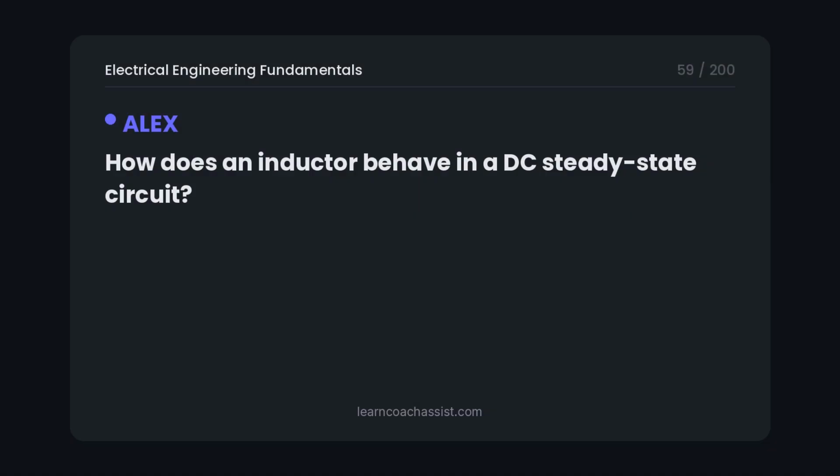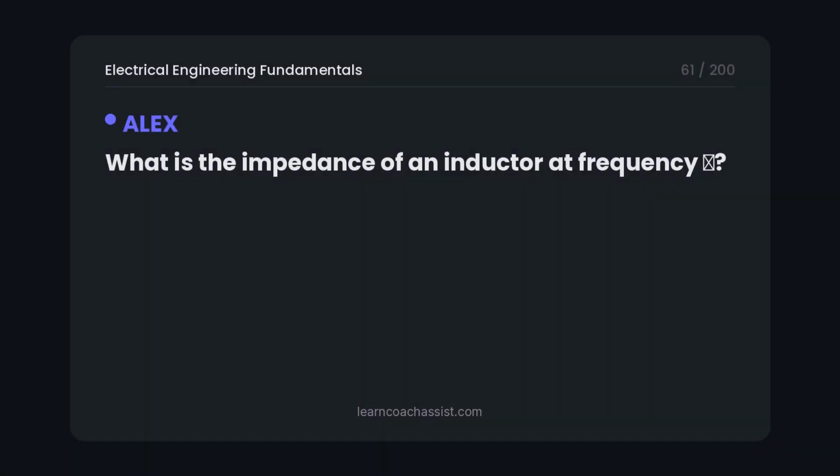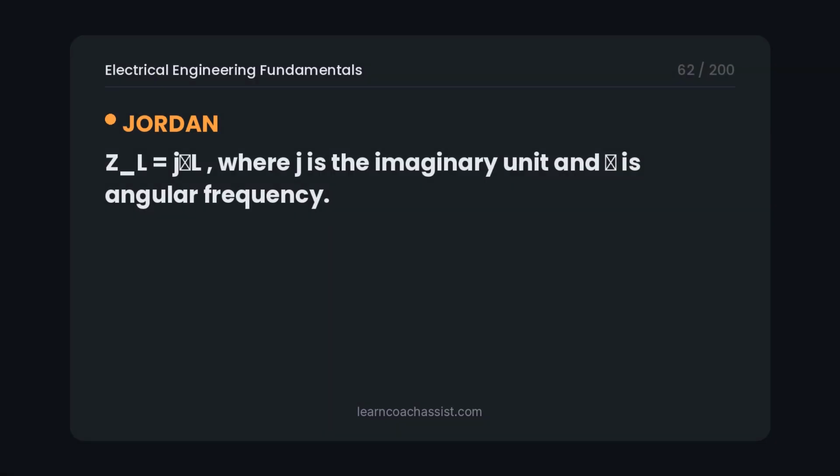How does an inductor behave in a DC steady-state circuit? It acts as a short circuit. It passes DC current with zero impedance once current is stable. What is the impedance of an inductor at frequency omega? Z_L equals jωL, where j is the imaginary unit and ω is angular frequency.